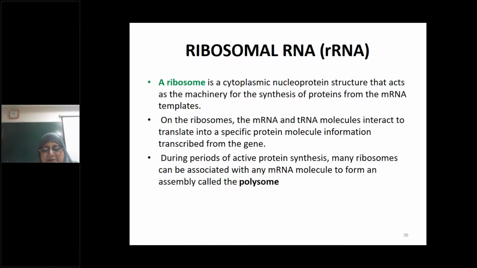Then coming to the ribosomal RNA, it is present in the cytoplasm, and it is responsible for the synthesis of proteins from the messenger RNA. On the ribosomes, the messenger and the transfer RNA interact for the synthesis of proteins. And during periods of active protein synthesis, many ribosomes may be associated with any particular mRNA molecule to form an assembly known as a polysome.